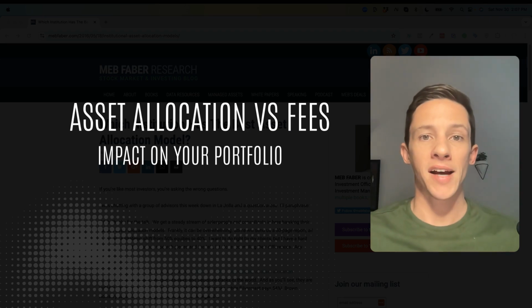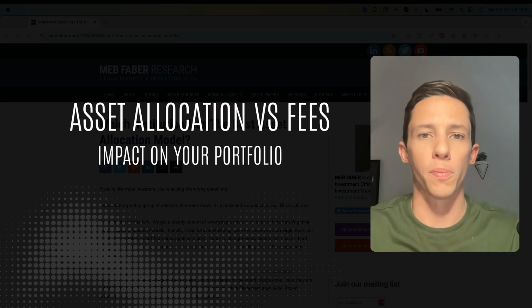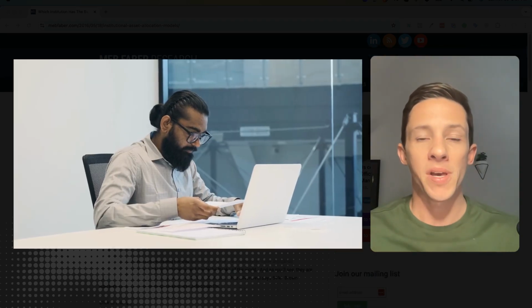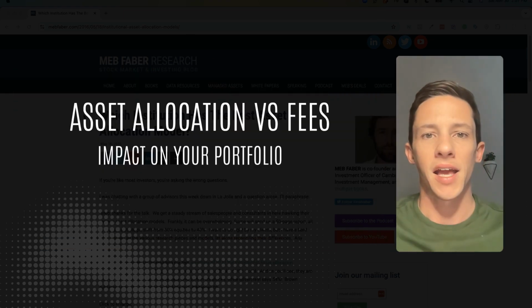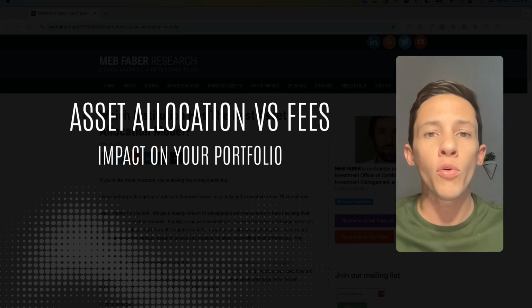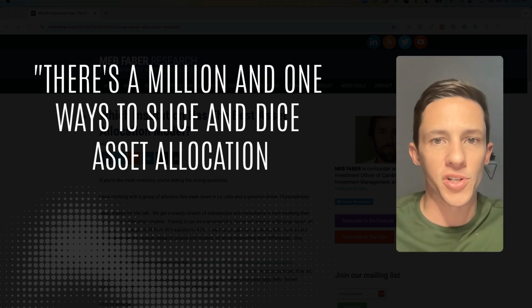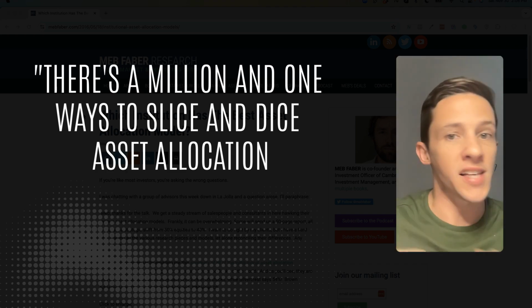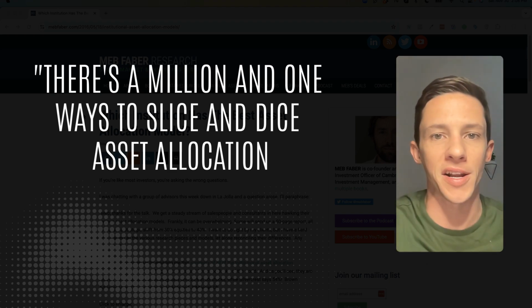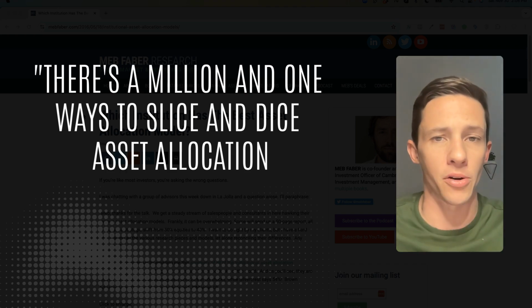Let's talk about the impact of your asset allocation versus the impact of fees on your portfolio performance. I bring this up because I see a lot of investors really obsess and burn a lot of mental energy over their asset allocation. For example, should they be 60% US stocks, 40% international stocks, or 70% US stocks, 30% international stocks? Because as we all know, over the last 20 years, US stocks have absolutely crushed international stocks.